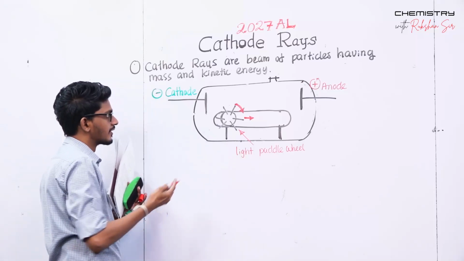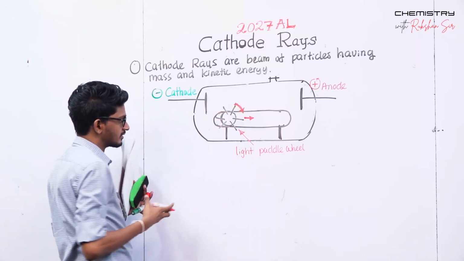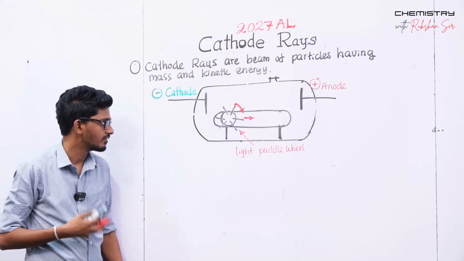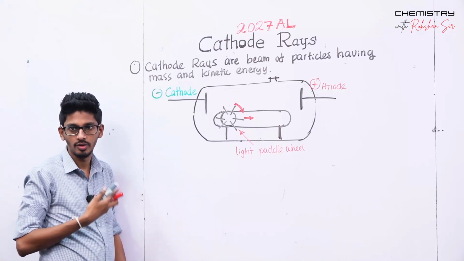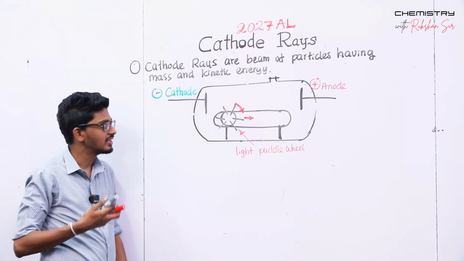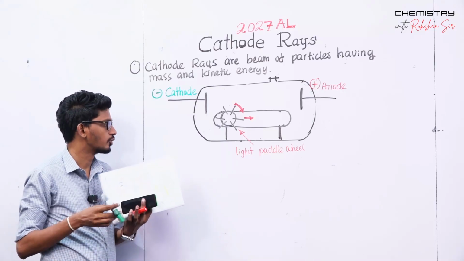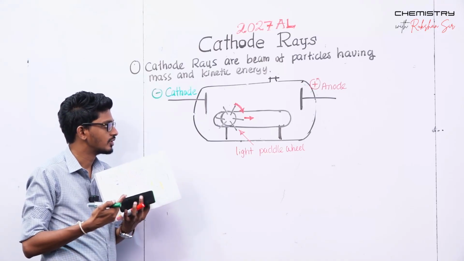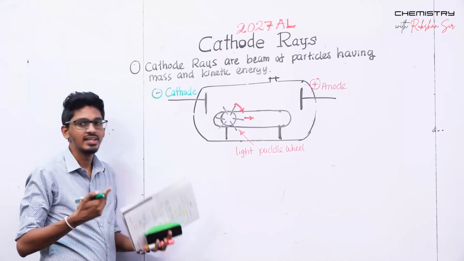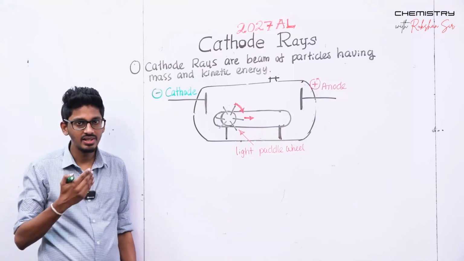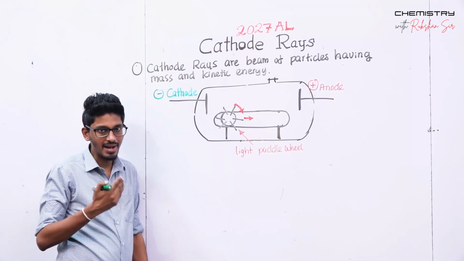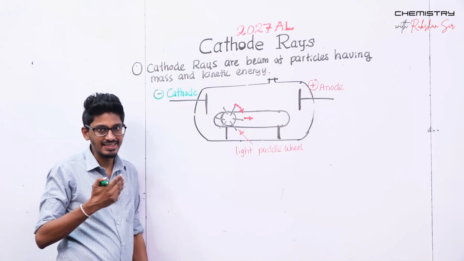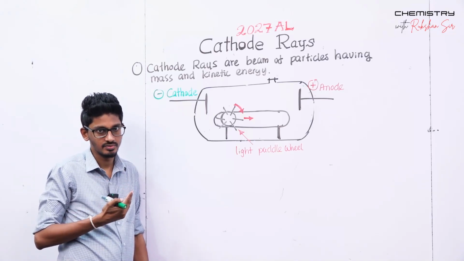That is what you will observe with this kind of setup. So how come this paddle wheel is able to move like this, rotate and move? That is because of cathode rays transferring some kinetic energy to the paddle wheel to move. The idea is this. If the paddle wheel is able to move, that means your paddle wheel has gained some kinetic energy.